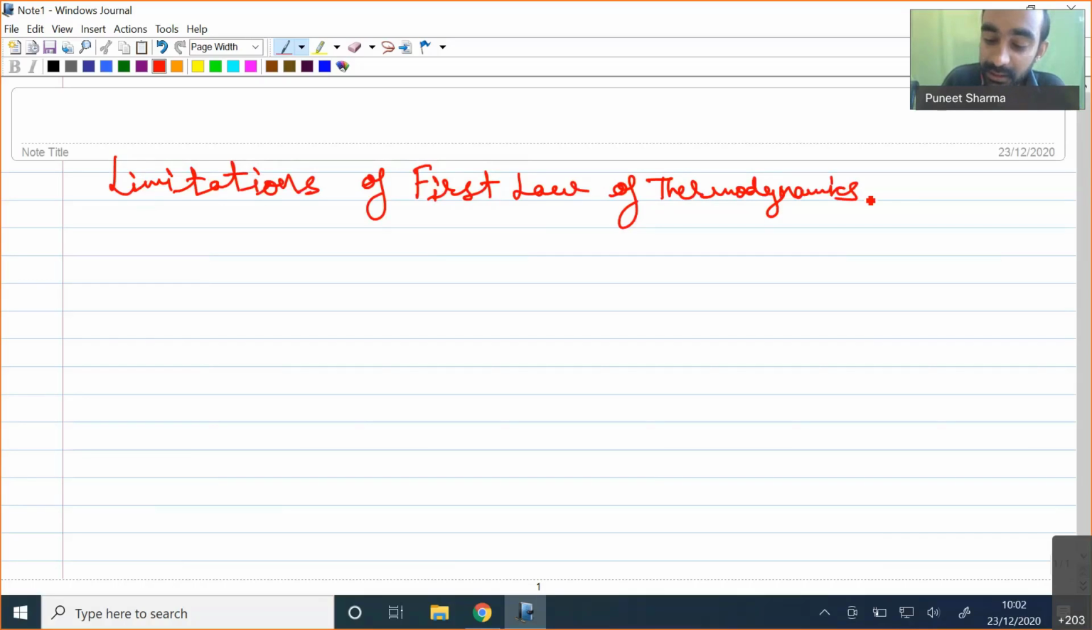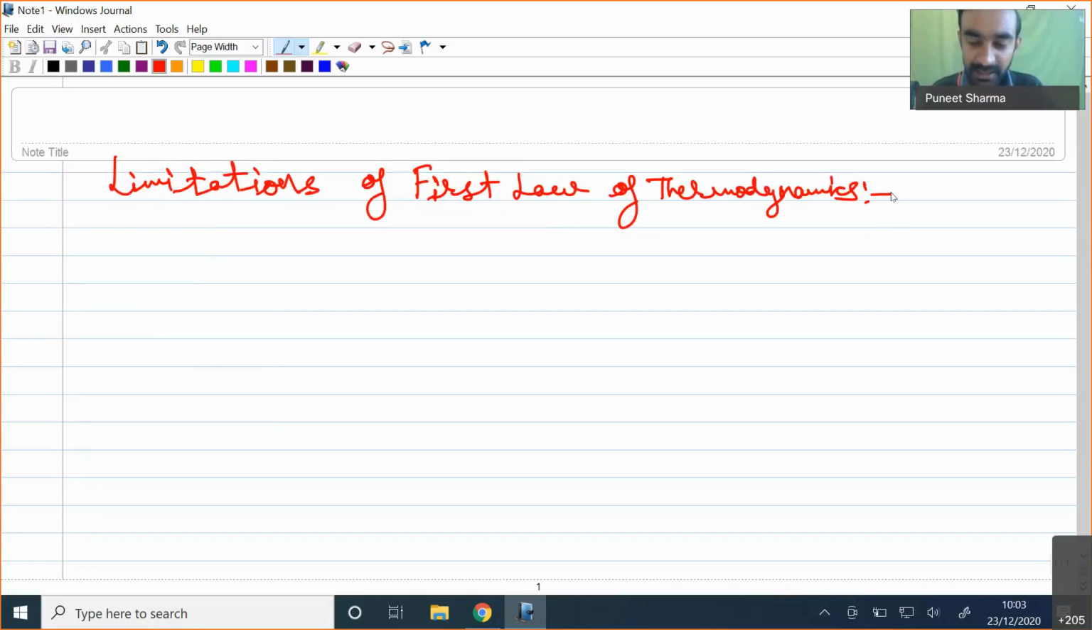What we have seen is that the first law of thermodynamics particularly deals with the quantity of energy and doesn't give any information about the quality. Another important point is that the first law is only associated with the conversion of energy, with the magnitude of conversion of energy. However, it doesn't tell us any information about the direction of the process.